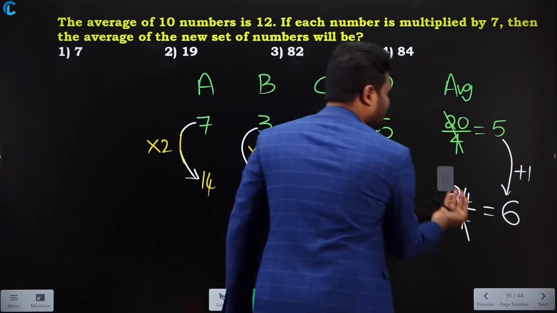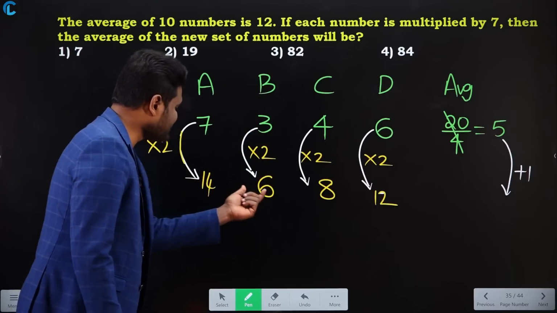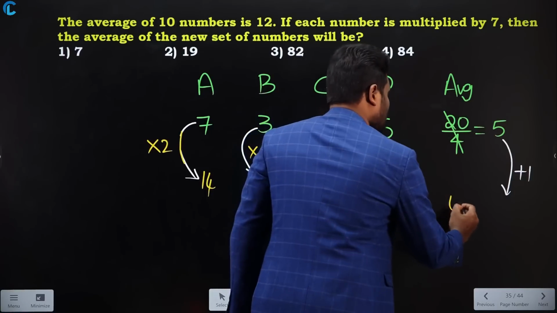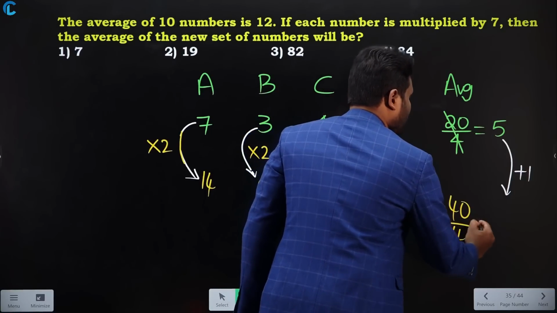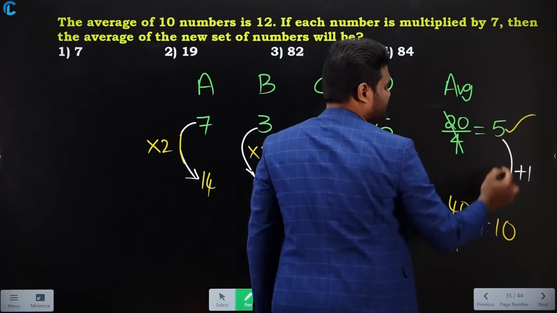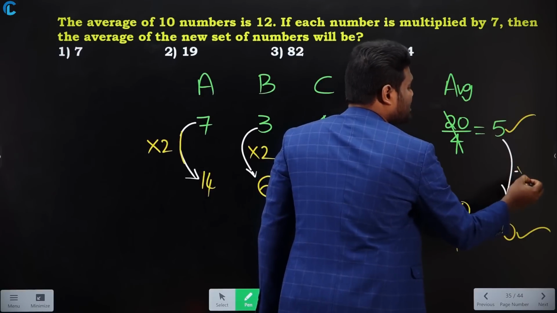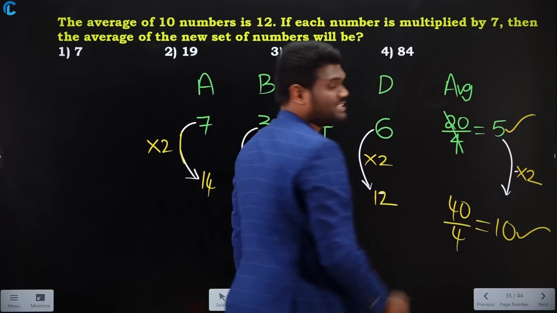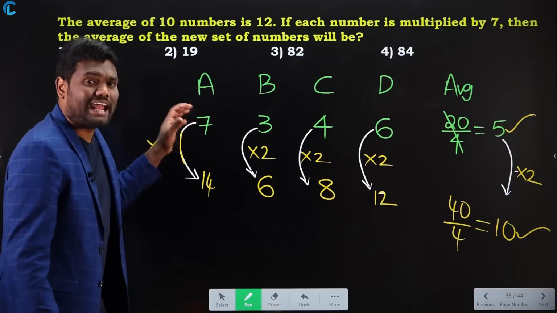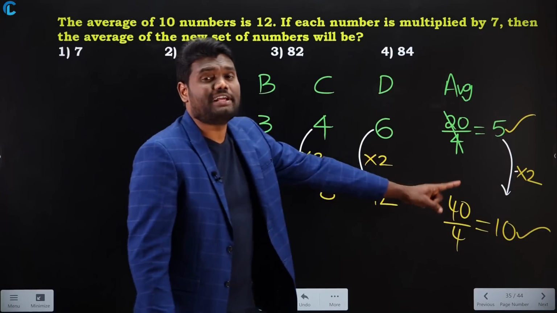When I multiply by 2 and try to calculate the average, look here, 14 plus 6 is 20, 20 plus 20 is 40. So 40 divided by 4 is 10. Which means the initial average is 5 and now the average is 10. The present average is 2 times the previous average. Now why has this happened? When I multiply each of them by 2, the average is also multiplied by 2.